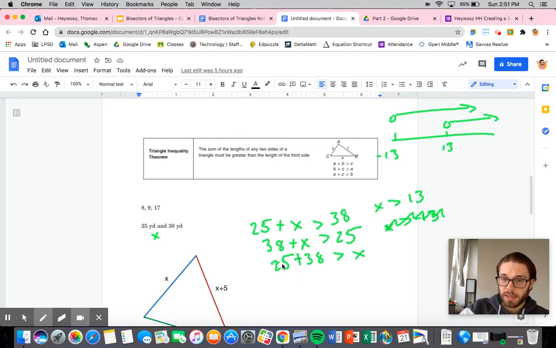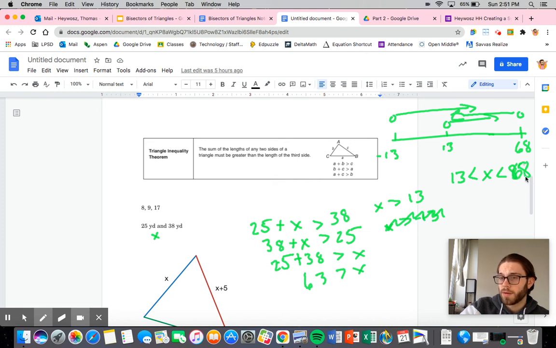Now, the other one is basically saying that 25 plus 38, which is 63, is greater than X. So that essentially is saying that if over here I drew 63, X has to be less than that. So what am I actually going to have as a final region? I'm going to have the overlapped region. Anywhere between 13 and 63 will work and satisfy all 3. We have to find the region where all 3 are satisfied. If I go beyond 63, this inequality is not satisfied.